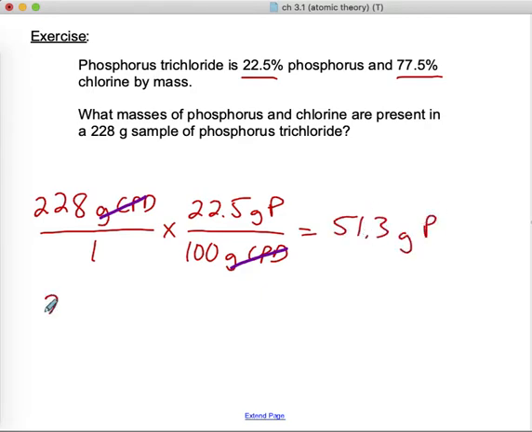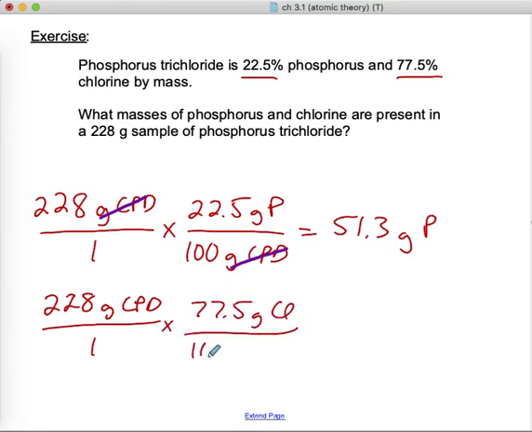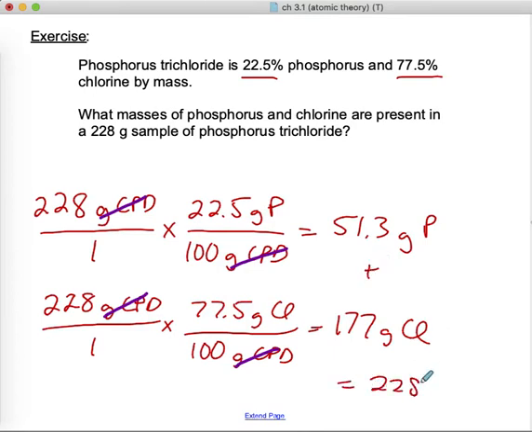I can do the same thing with the other element, chlorine. Again, start with the mass of compound, and now multiply by 77.5 grams of chlorine for every 100 grams of phosphorus trichloride. Again, grams of compound cancel, and that gives me 177 grams of chlorine. How do I know this works? Because if I add these together, I get 228 grams, which was the mass of the original compound.